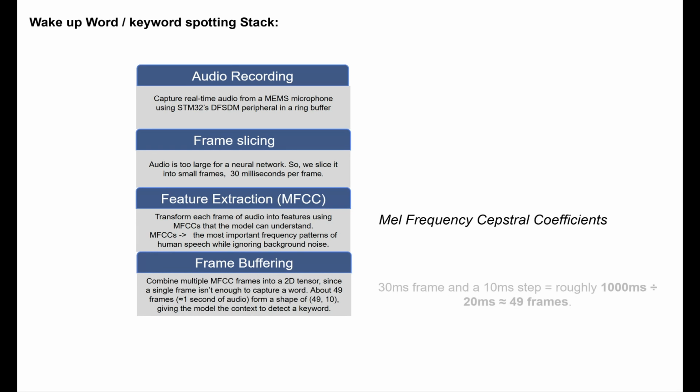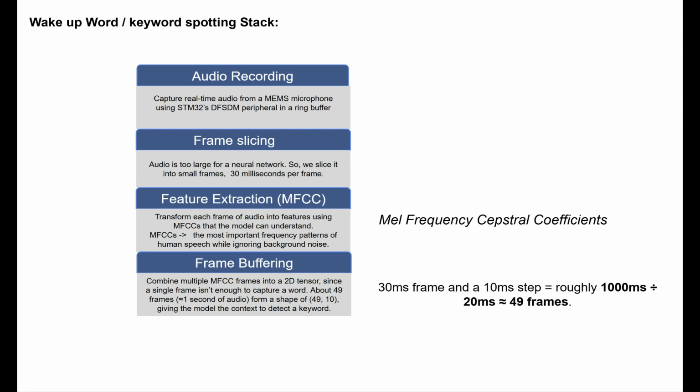Suppose we analyze about 1 second of audio. With a 30 millisecond frame and a 10 millisecond overlap step, we get roughly 1000 milliseconds. If we divide this number by 20 milliseconds, we get around 49 frames. So in one tensor, the machine learning model will see about 1 second of sound, enough to recognize a keyword.